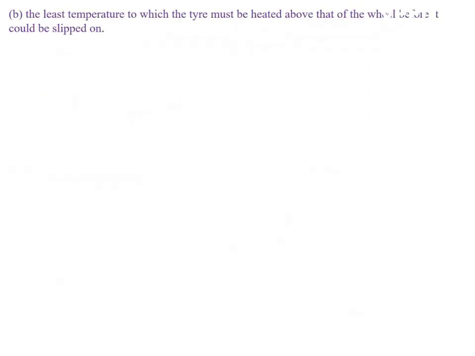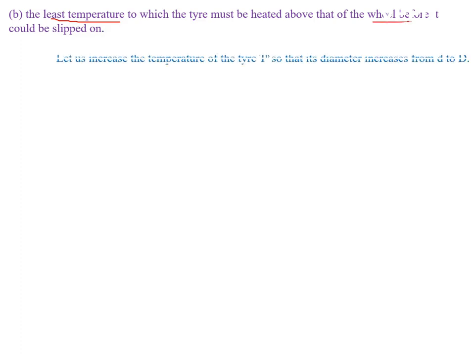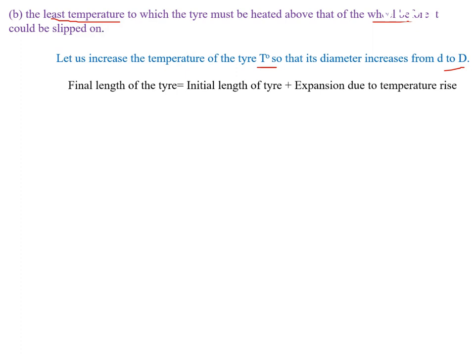Next, let us see the second question. Here we have to determine the temperature rise needed to increase the tire diameter up to the wheel diameter. Let us consider the increase in temperature as capital T. When the temperature of the tire rises, initially the diameter is small d, it expands, and the diameter becomes equal to the wheel diameter, capital D. So its diameter increases from small d to capital D.